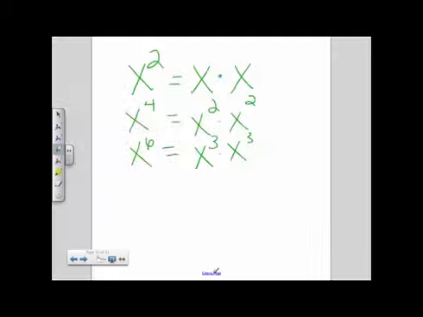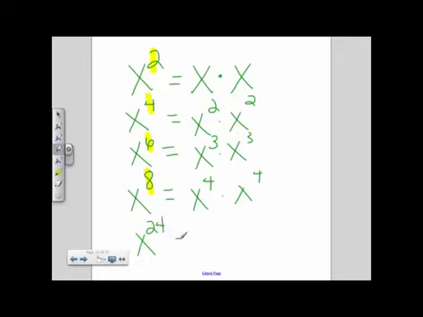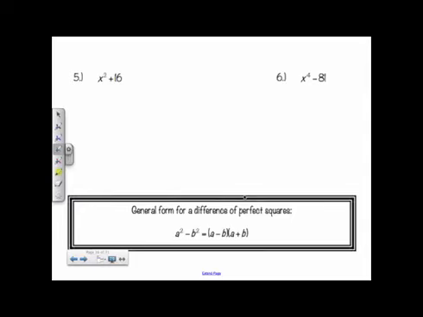So if I want to see what is the square root of x to the 8th power, I know it would be x to the 4th because x to the 4th multiplied by x to the 4th is x to the 8th. So if you notice, any exponent that is an even exponent or a multiple of 2 is square rootable. So another example would be x to the 24th power. I can take the square root of that because x to the 24th is x to the 12th multiplied by x to the 12th.